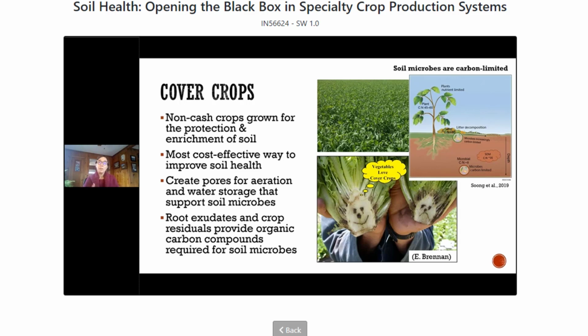And the reason this is important is if you look at that little figure in the top right corner of the slide, when we think about plants, they are generally nutrient limited, right? So we're thinking about adding nitrogen and things like that, because they get carbon from the atmosphere and fix that through photosynthesis. But microbes below ground are actually carbon limited. They have access to nutrients, but they need carbon. And so keeping new inputs of carbon into the soil is really important to support these beneficial microbes.